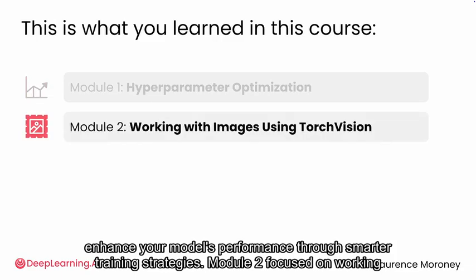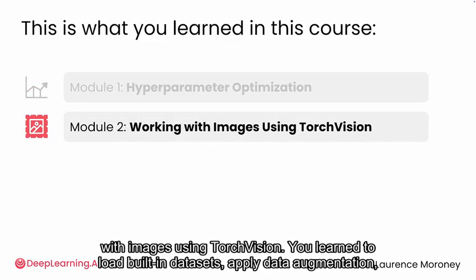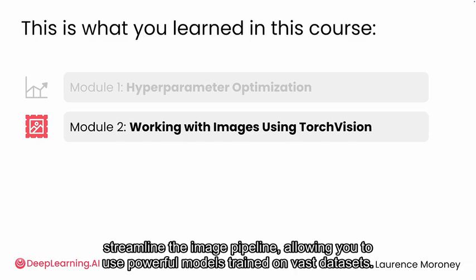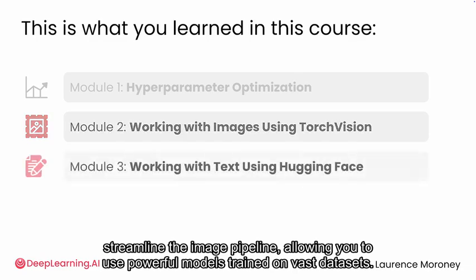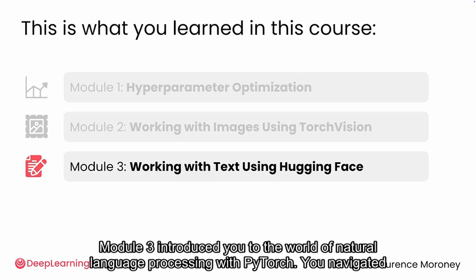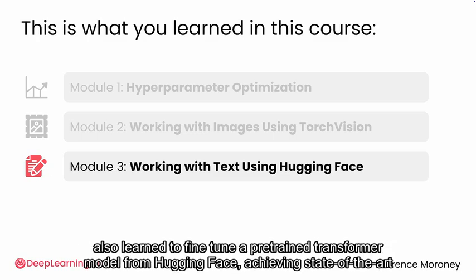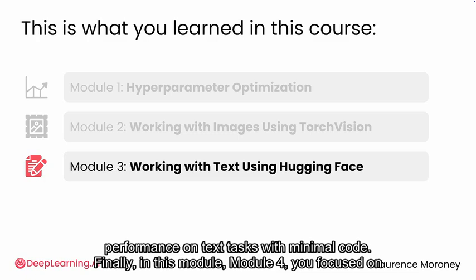Module 2 focused on working with images using TorchVision. You learned to load built-in datasets, apply data augmentation, leverage pre-trained models, and visualize experiment results. TorchVision provided tools to streamline the image pipeline, allowing you to use powerful models trained on vast datasets. Module 3 introduced you to the world of natural language processing with PyTorch. You navigated through tokenization, tensorization, and embeddings, and you implemented your own text classifier. You also learned to fine-tune a pre-trained transformer model from Hugging Face, achieving state-of-the-art performance on text tasks with minimal code.